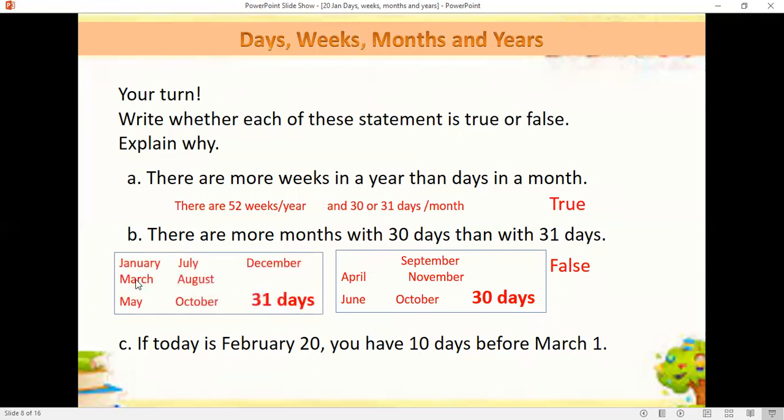Let's count January, March, May, July, August, October, and December. 1, 2, 3, 4, 5, 6, 7. There are 7 months that have 31 days, while there are only 5 months with 30 days. So it is false. If today is February 20, you have 10 days before March 1.